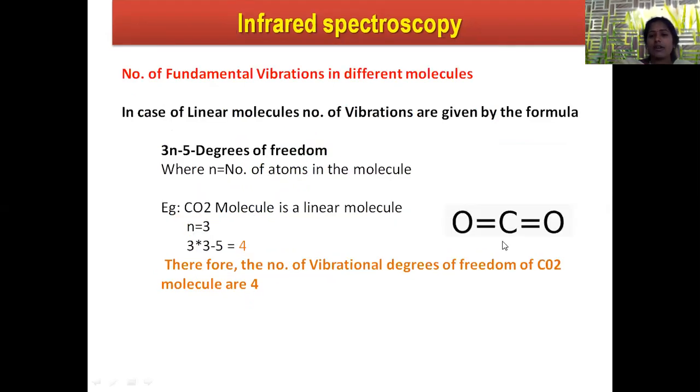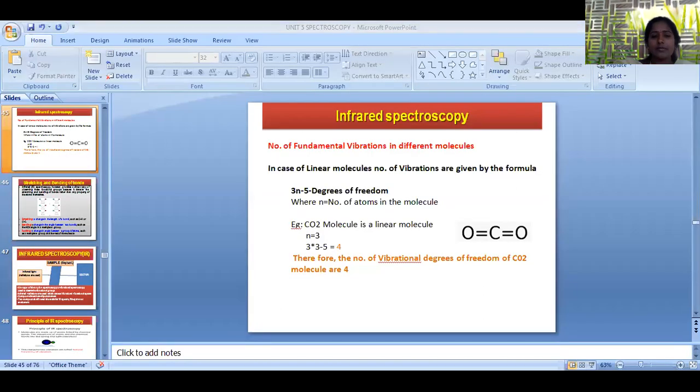When we take the carbon dioxide molecule, it has 3N minus 5 degrees of freedom because it is linear. When we apply it to a linear molecule, the formula will be 3N minus 5. The number of atoms is 3. That's why 3 into 3, that becomes 9. And when we take 9 minus 5, it will be 4.